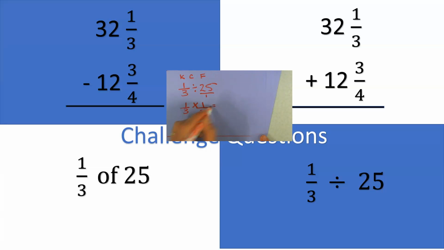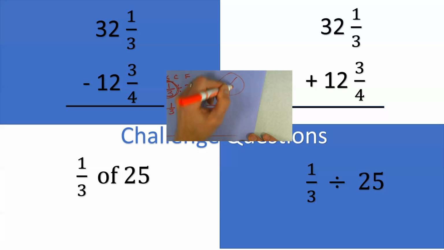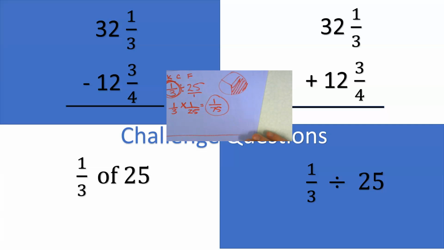Now we can multiply across, and it's going to be a teeny tiny 75th. Why 75th? Because you only have a third of something to start with. If you had a third of a pizza, you only have this much pizza. If you have 25 people splitting that, they're each going to get a tiny, tiny, tiny little sliver, and that sliver is 1/75th of the pizza.